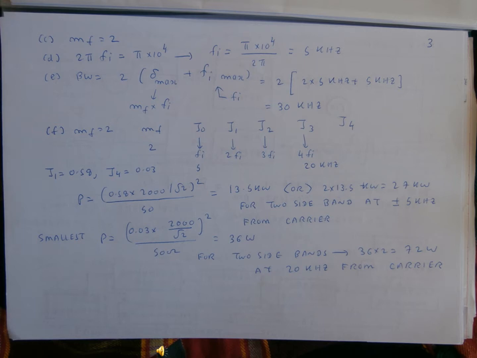For mf equal to 2, we need J0, J1, J2, J3 and J4. So J1 is 0.58 and J4 is 0.03. The power is (0.058 multiplied by 2000 divided by root 2) the whole squared, divided by 50, which is 13.5 kilowatts. For the two sidebands, 2 multiplied by 13.5 kilowatts is 27 kilowatts.